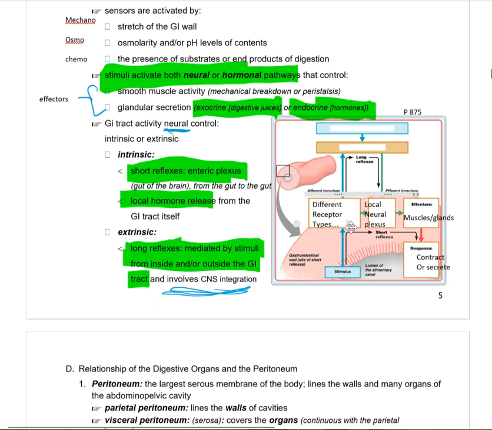It will start to do this plexus, but it'll also go up here and activate the CNS, our brain and spinal cord, and it will then make decisions like a normal feedback loop and send messages down efferently to the local neural plexus, to muscles and glands, and we would do something. We can also get external stimuli, and that's what this meant when I underlined here, mediated by stimuli from inside and or outside.